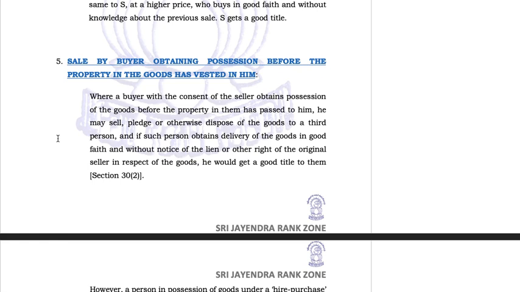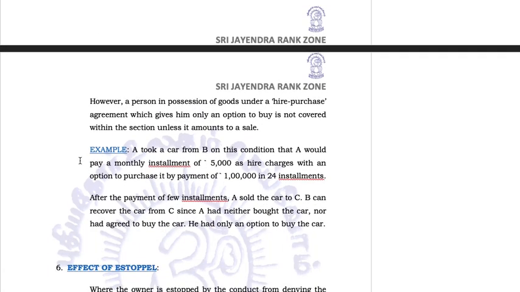He may sell, pledge, or otherwise dispose of the goods to a third person, and if such person obtains delivery of goods in good faith and without notice of the lien or other right of the original seller in respect of goods, he would get a good title. He would get a good title if he does not have knowledge that this sale is a defective sale. The buyer has no right to sell because the buyer does not have any ownership as of yet. He only has a possession.